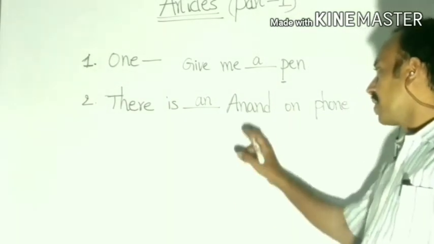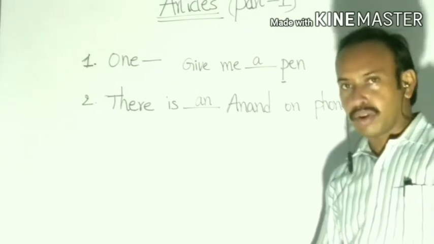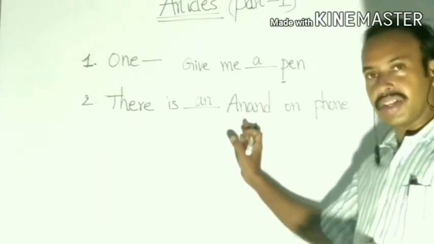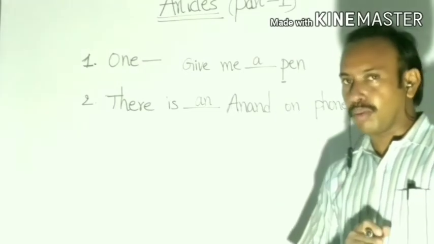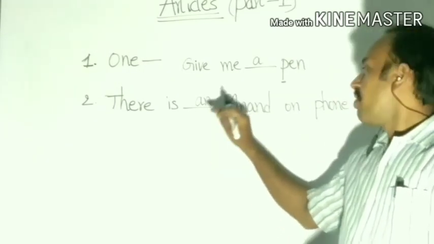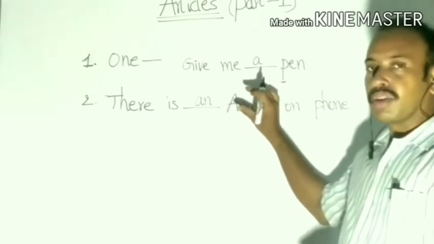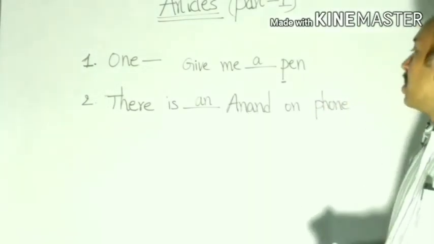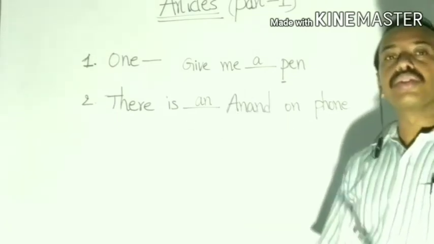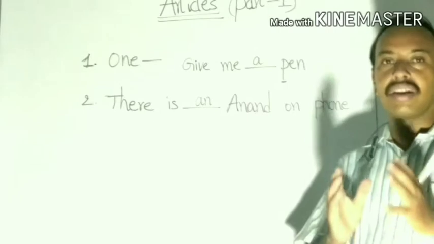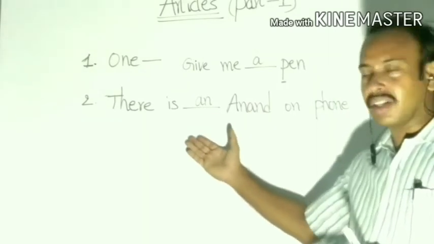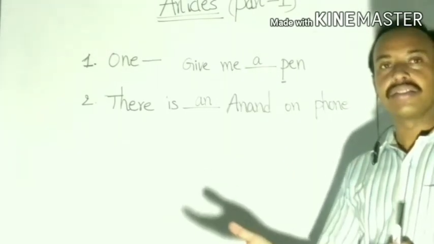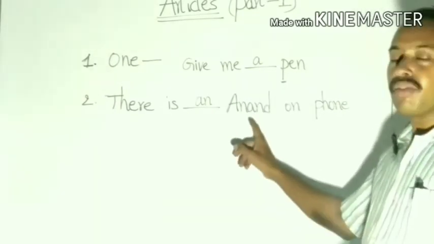You may get a reasonable doubt here. That is, Anand is a proper noun, and generally we don't write articles before proper nouns. But in this type of context, when you want to refer to people who are not known to you, you will use a or an. And the meaning of this sentence is, there is one man on phone. He has told you that his name is Anand, and you don't know who that Anand is. So you are telling your father or mother that there is an Anand on phone, means there is a man on phone and his name is Anand, and he is not known to you. So that is the meaning of this sentence.